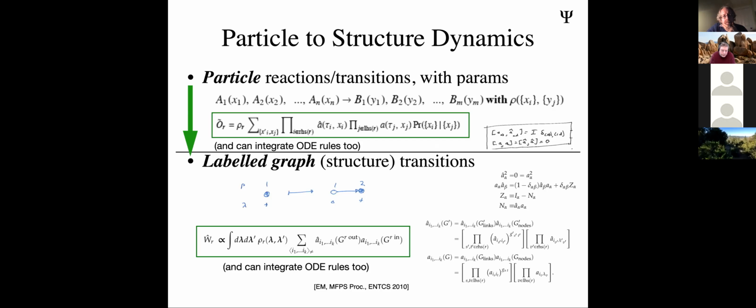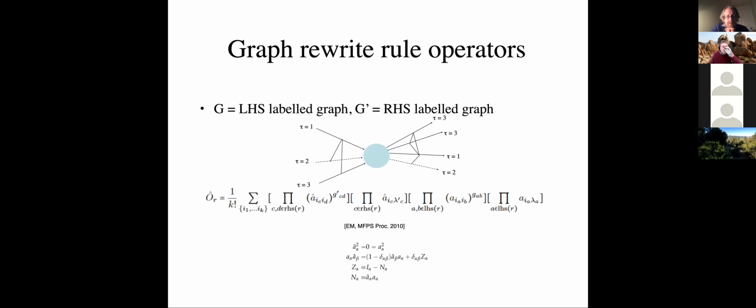So first kill a left graph, create a right graph, multiply that by a propensity, and integrate over all the possible values of the parameters that are emergent from this rule, like where the new microtubule, the new object, goes, and that's the operator. What is its algebra? I think this is just showing pictorially graph in and graph out.